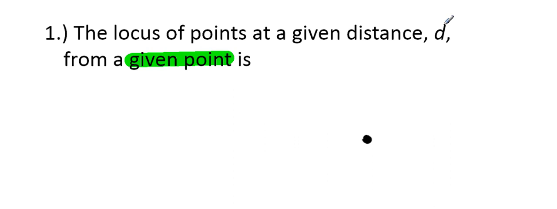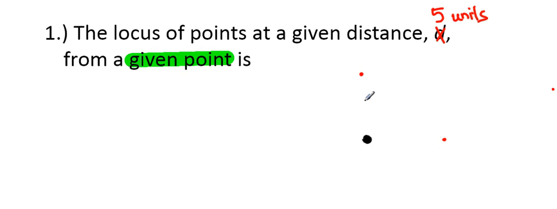I'm going to think about this, instead of a given distance d, as a given distance of 5 units away from that point. So the condition that needs to be satisfied is I need all points that are going to be 5 units away from this given point. So I'm going to locate some that might be 5 units away. That guy might be 5 units away. This guy, 5 units away.